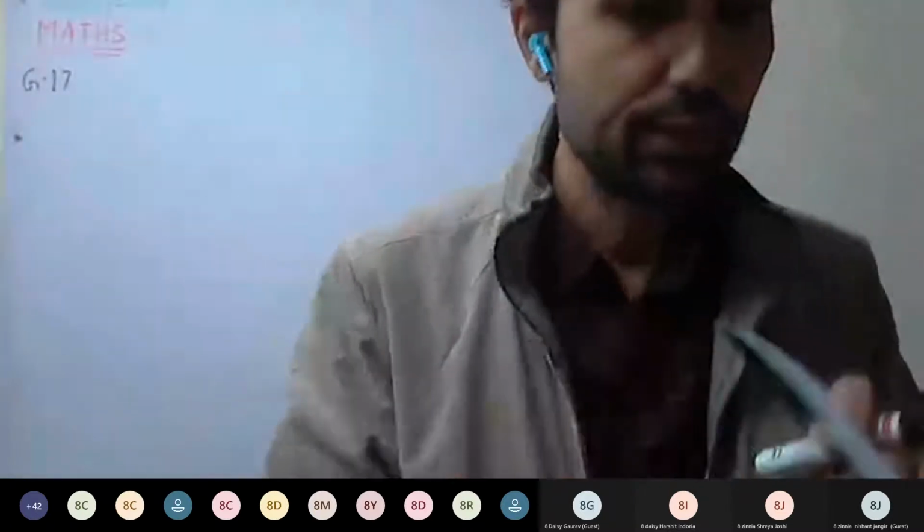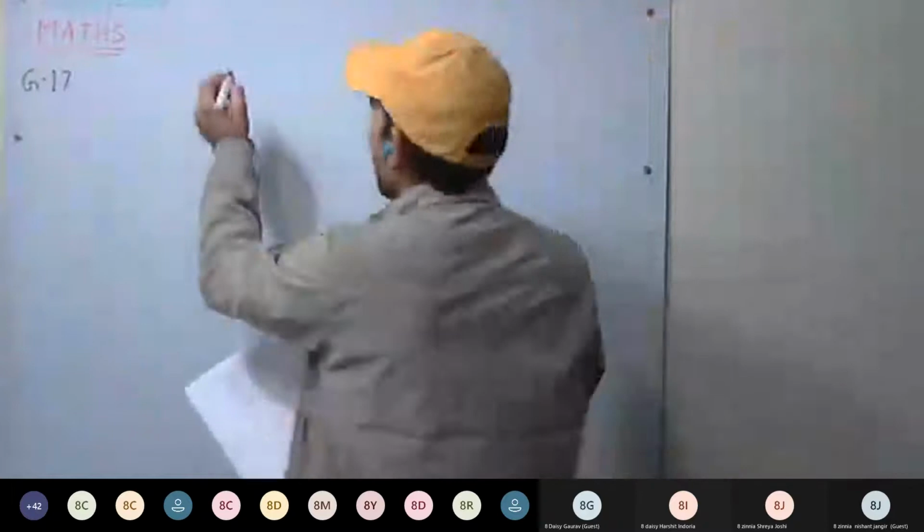Okay, in 12th, see here. Again, we are provided with a square. Again, we are having a square.